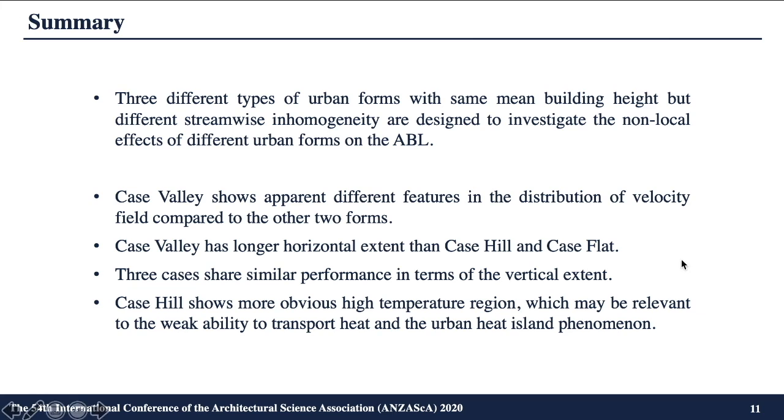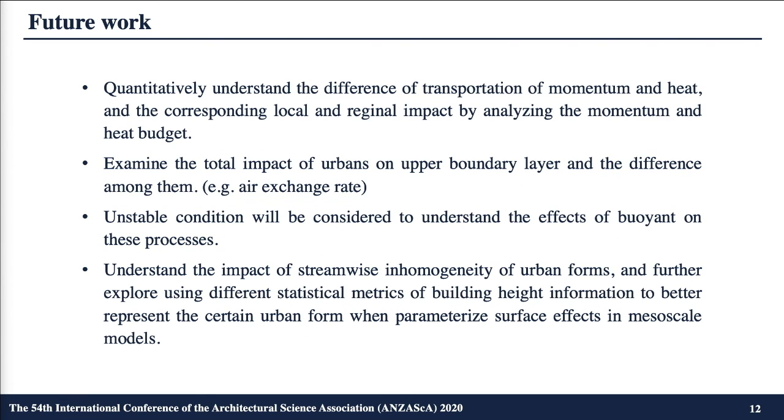To summarize, here are several preliminary results for now when we examine the non-local effects of different urban forms. As for the future work, here are the plans to better understand the impacts of different urban forms and find better representations for urban forms.